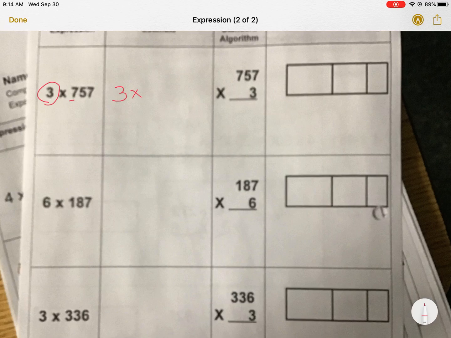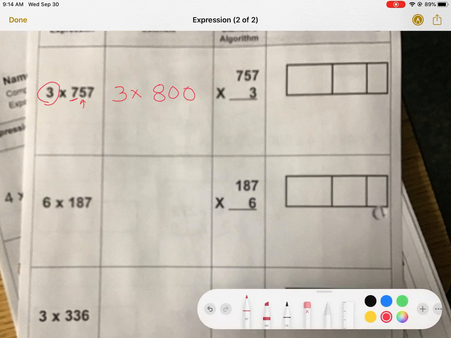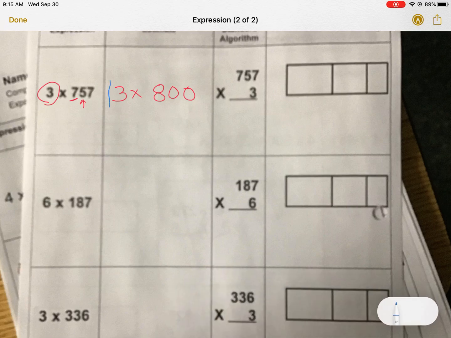I have a 3-digit number. I want to make lots of zeros, so I'm going to round to the nearest 100. I look at the number behind it. That tells me if I'm closer to 700 or if I need to go up to 800. Yep, you're right. I'm going to change that to 800: 5 or greater, add one more. So now I'm going to box this out. 3 times 8 is 24, and I have 2 zeros. So 3 times 800 is really 2,400.